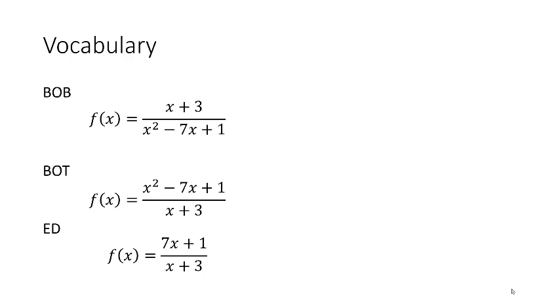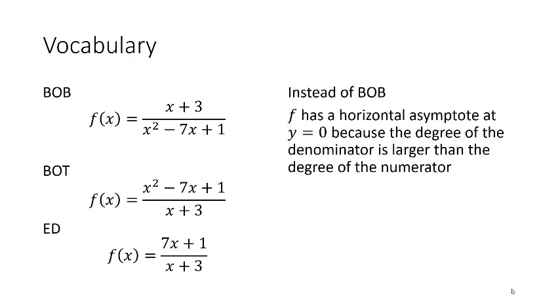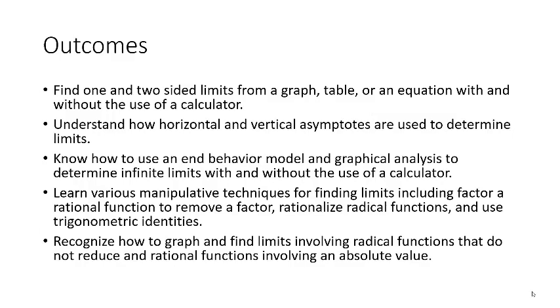Always keep this in mind when asking scholars to answer questions verbally and in writing. When I teach horizontal asymptotes, I always help my scholars remember information by saying Bob, Bot, and Ed. However, when they need to answer a question for me, they must use statements such as f has a horizontal asymptote at y equals 0 because the degree of the denominator is larger than the degree of the numerator.